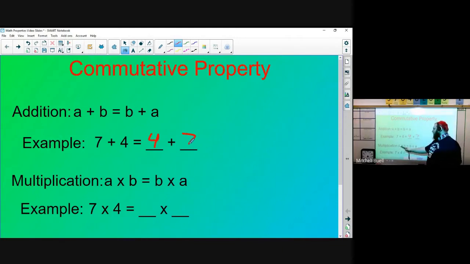Multiplication is similar, where it says A times B is equal to B times A. So in the example, 7 times 4 is going to be the same thing as 4 times 7. That's going to give you the same product on both sides of 28. So the commutative property, it just says you could switch the order.